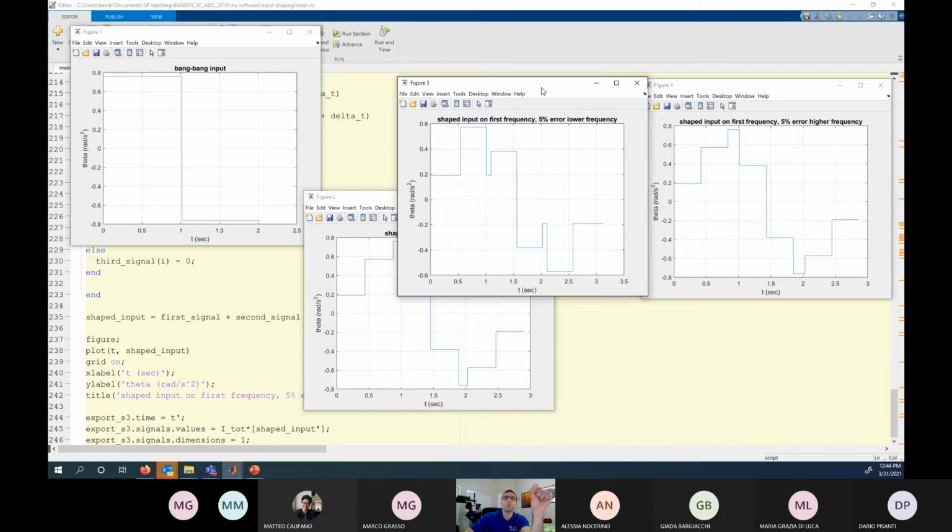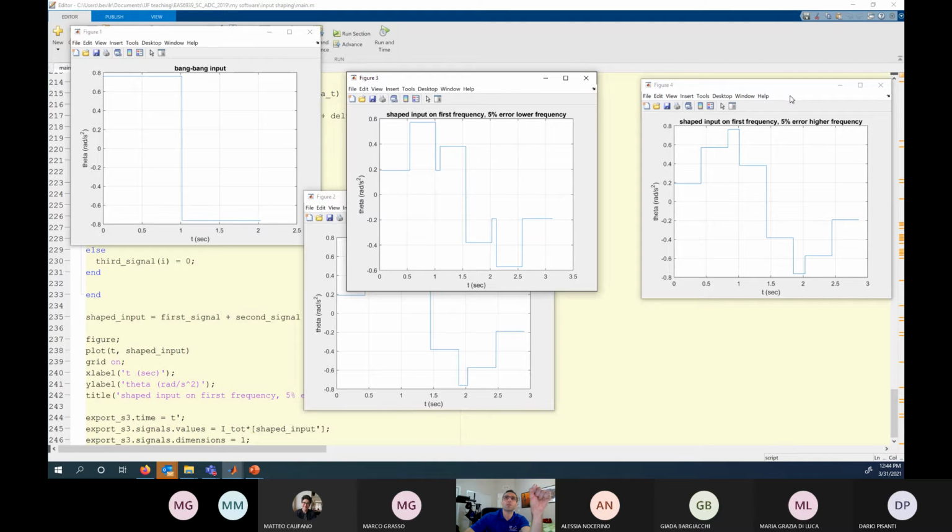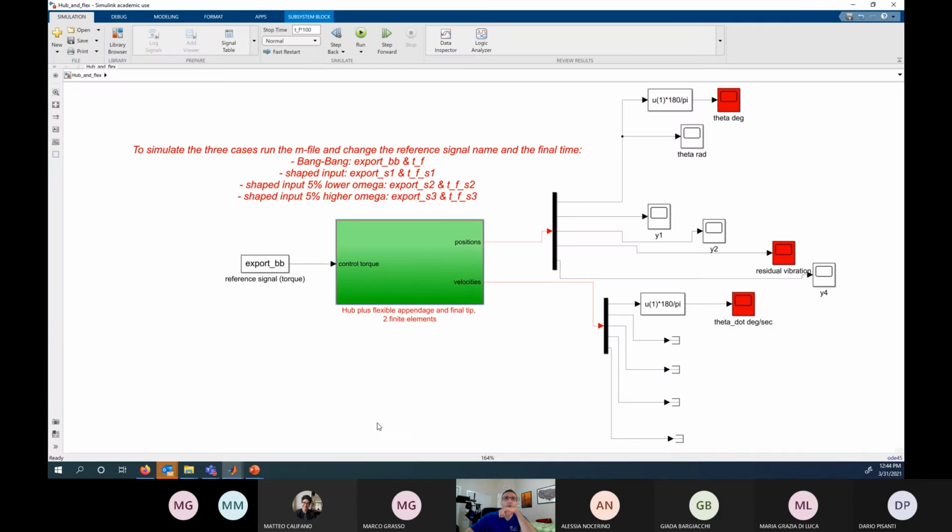This would be an input shaper when you assume that you have knowledge of a frequency which is a little bit inaccurate, 5% less, and this is 5% more. I want to see the effect of these different shapers. So I take this model and I run it. This is the reference signal. This is what I get when I have bang for that type of flexible system. I run it and I look at the theta, and the theta is going crazy. As you can see, it's not really looking like it's been reoriented to any value, it just keeps going.